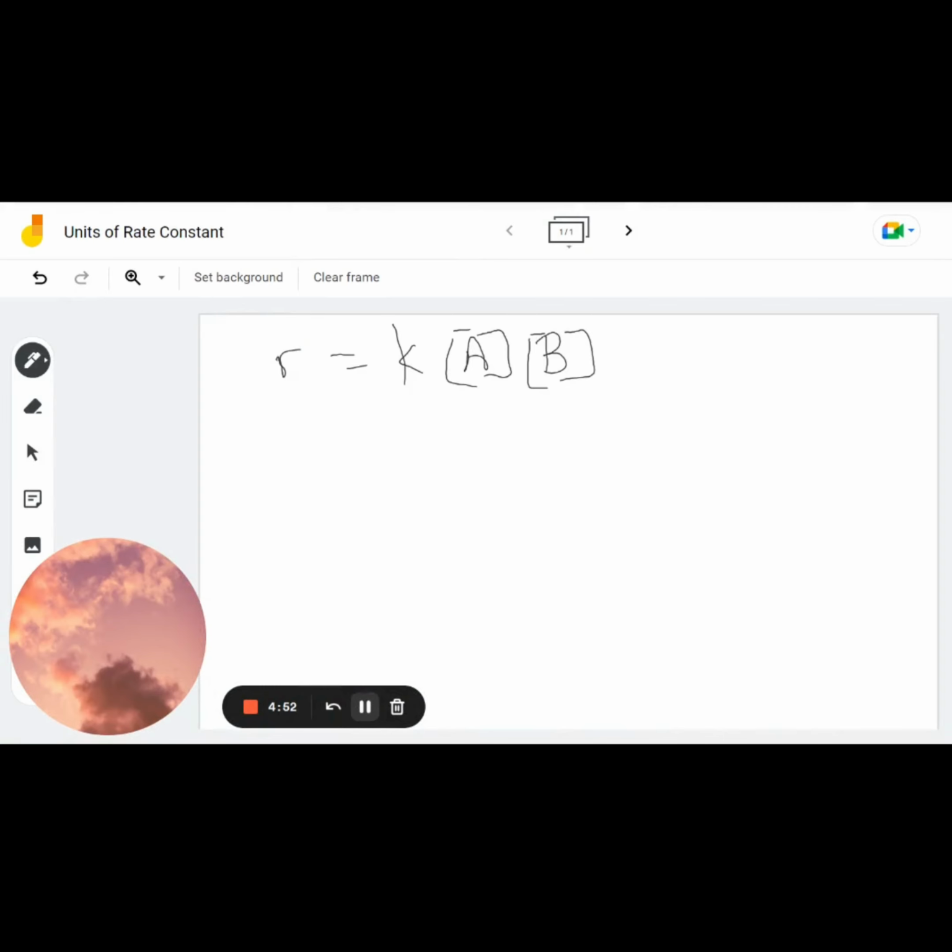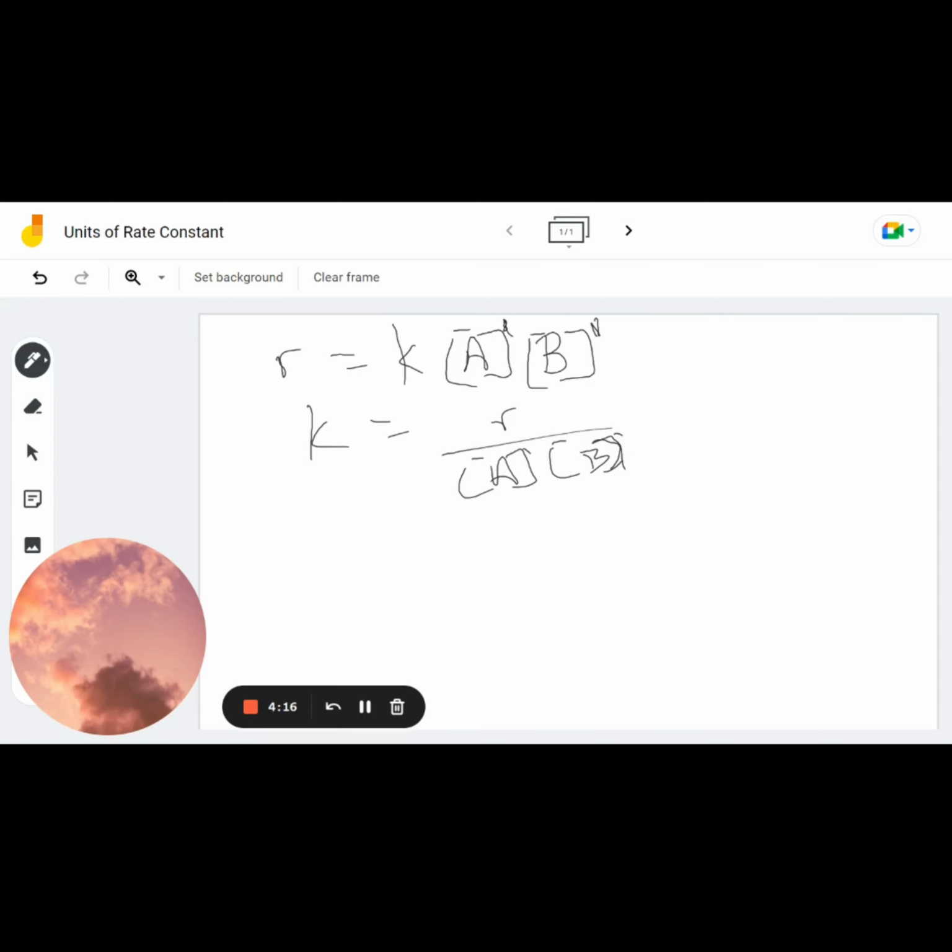Today, what we want to work out is the unit of K, the rate constant. What we have here is a reaction. Let me just write a 1 there and put a 1 there. The reaction is first order with respect to A and B, and we're going to try and work out the unit of K. So first of all, we need to work out K. K would be equal to the rate divided by the concentration of A to the power of 1 times the concentration of B to the power of 1, right?